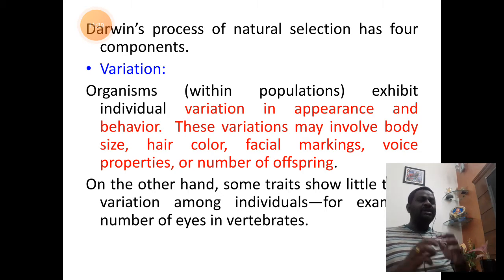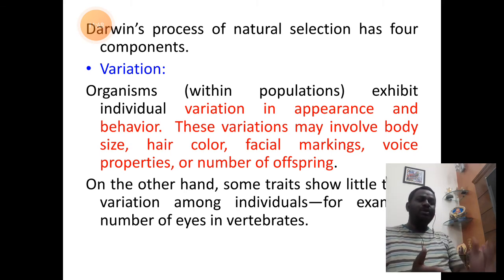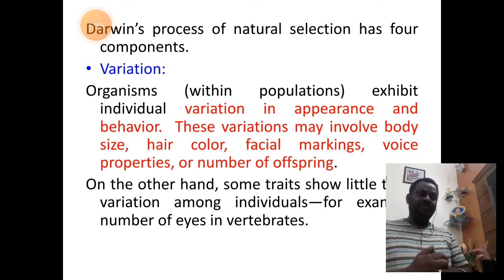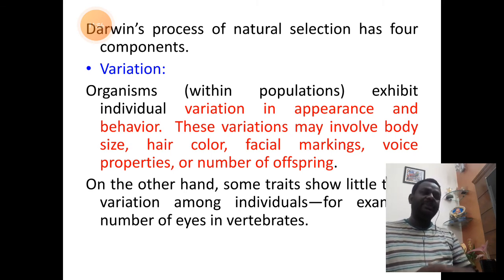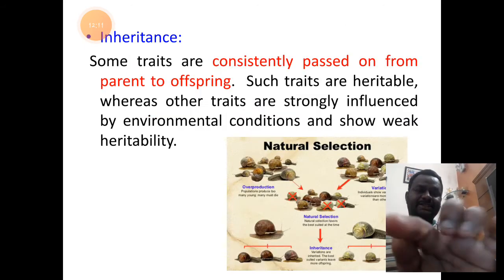At the same time, individuals with no variation, like the number of eyes in our vertebrate groups, are not selected. Vertebrates have only 2 eyes. There is no variation in this character, no change in the gene, it remains the same. So individuals with no variation are not selected by nature. So what is the first point? Variation. What does it mean? Individuals with variations which are accepted by nature are required for the natural selection process.